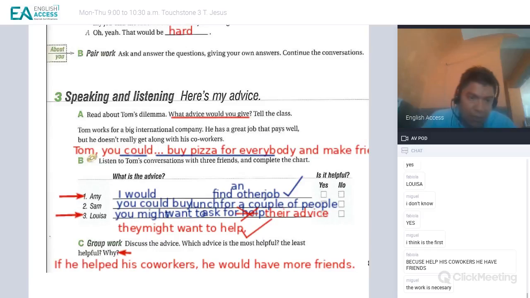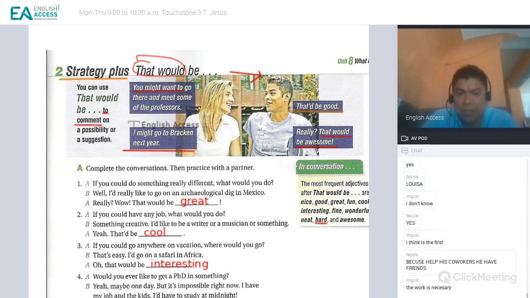Because the work is necessary. Good. So let's think about this situation. But it's okay because the work is necessary. Thank you so much. So now let's think about something different. Yes?